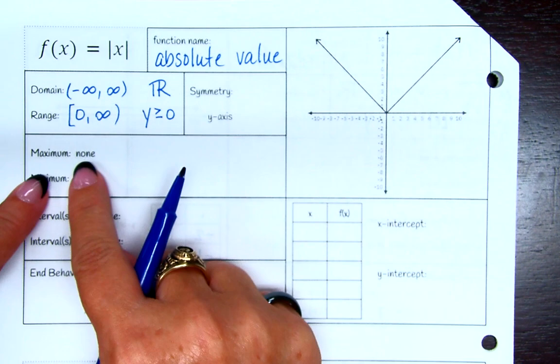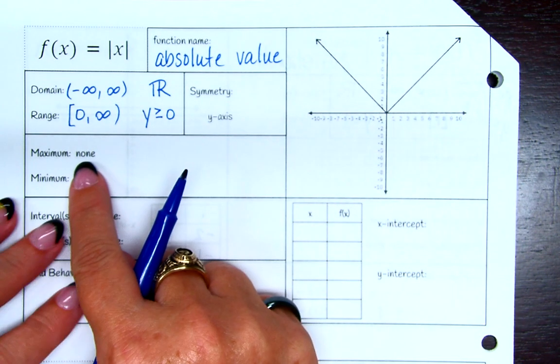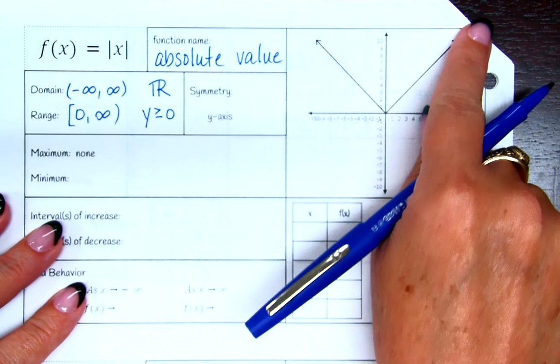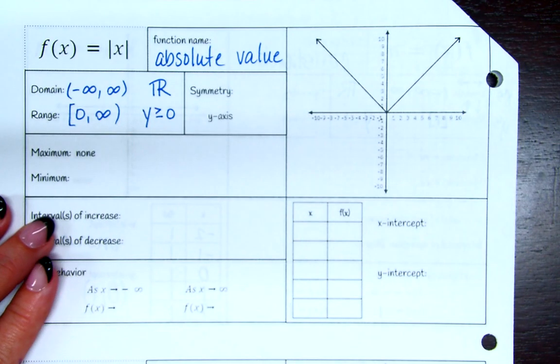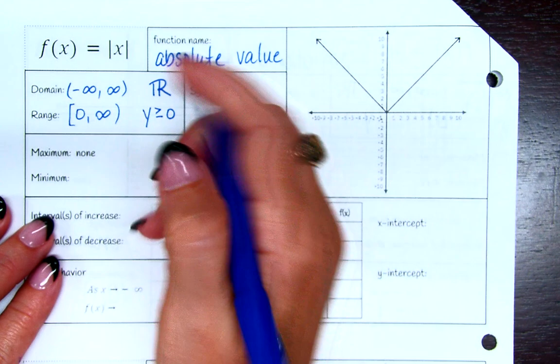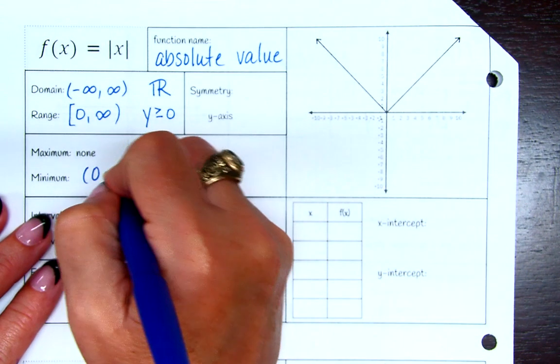Now, maximum. Why does it say none? Is there a highest point? No. What about a minimum? Oh, there is a minimum, isn't there? What's the lowest point on this graph? 0, 0. It's the origin this time, isn't it?